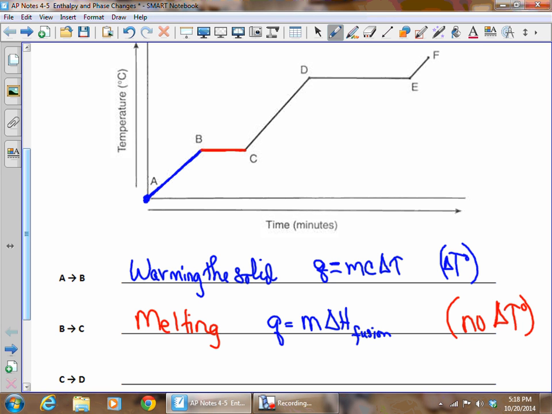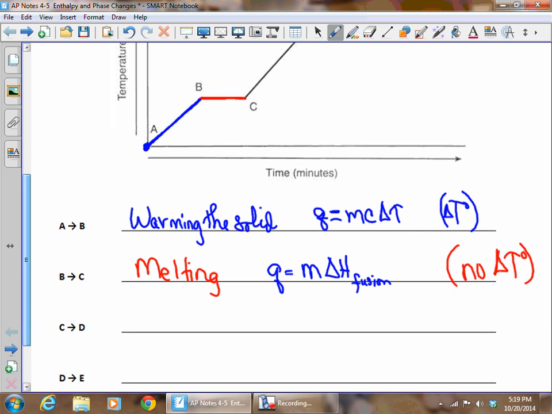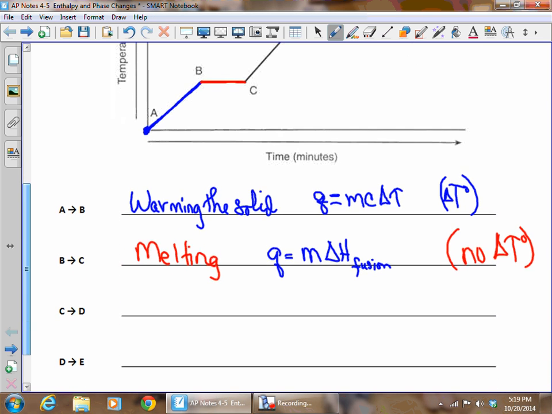Honestly, I didn't know that fusion was another term for melting until recently. I went 30 years of teaching chemistry and didn't realize that fusion was an older term for melting. So heat of fusion for melting there.